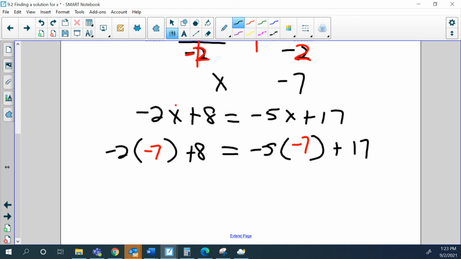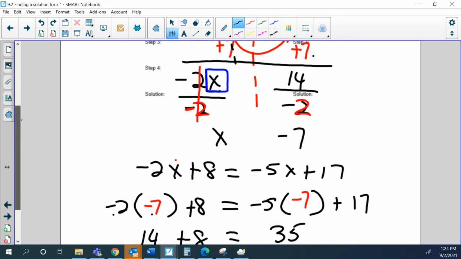So the left side of the equation must equal the right side. Let's see if that works out. Negative 2 times negative 7 is a positive 14 plus 8. And then I'm going to have negative 5 times negative 7 is a positive 35 plus, is that 17 or 7?